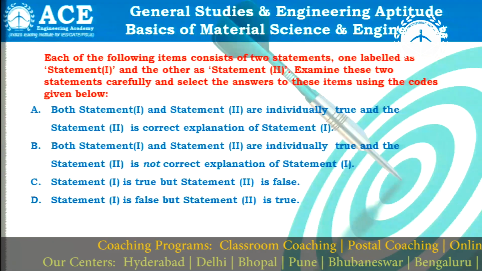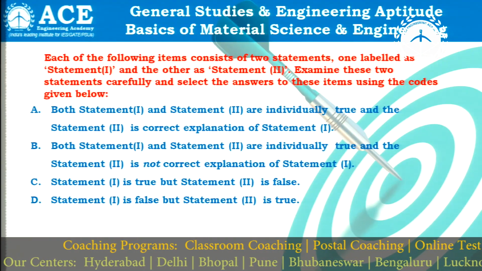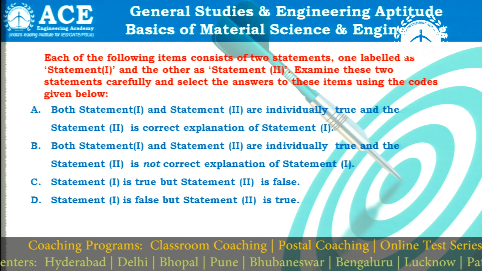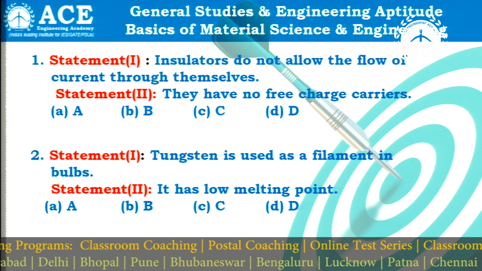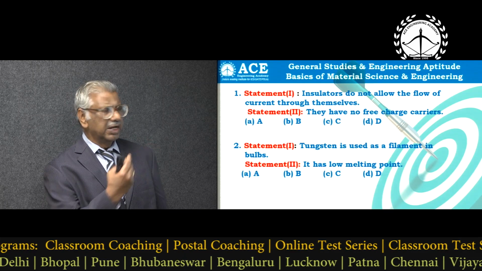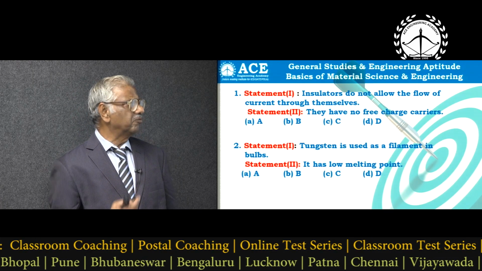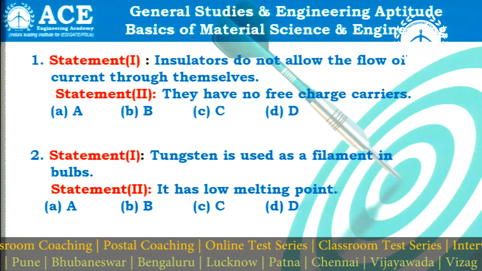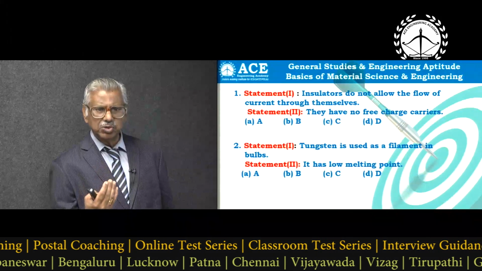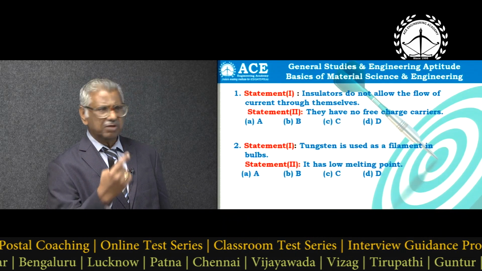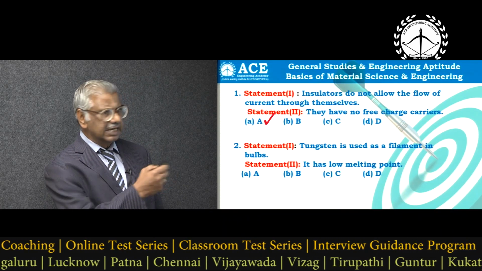You can also come across another kind of question, where an assertion statement and a reasoning statement are given to you and you must identify their relation. Here is an example: insulators do not allow the flow of current. The second says there are no free charges. The first statement is correct, the second is also correct, and it is the correct explanation for the first. So the answer is A.